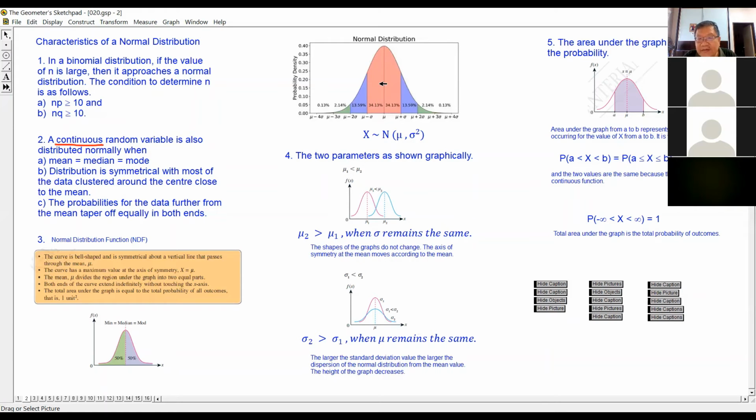The probability is given by the area under the curve. And here we call it not the frequency, but the probability density function or the probability density. The y-axis is the probability density. The x-axis is the value of x. And the area under the curve, like what we learned in integration, represents the probability. The total area under the curve is 1 because the total probability is 1.